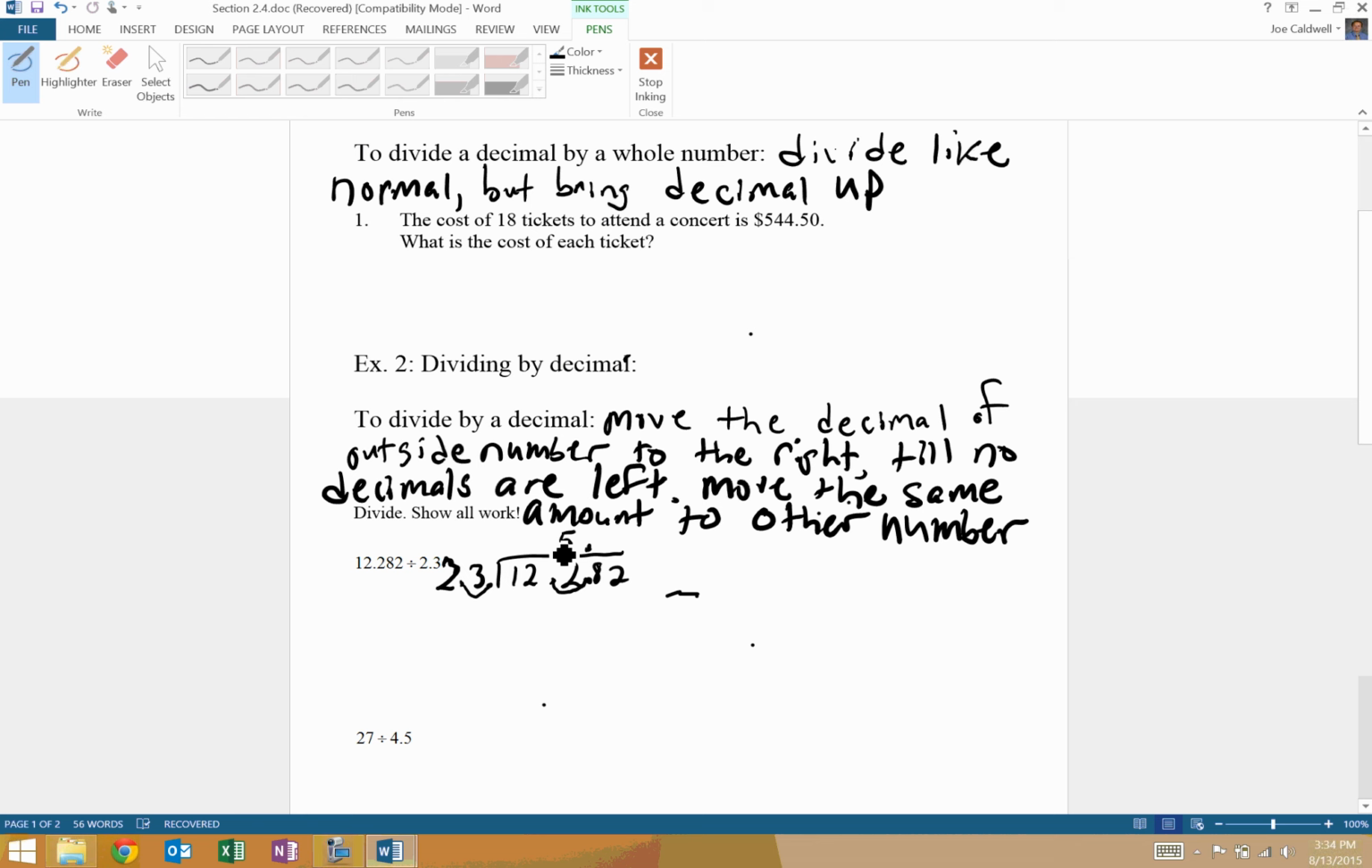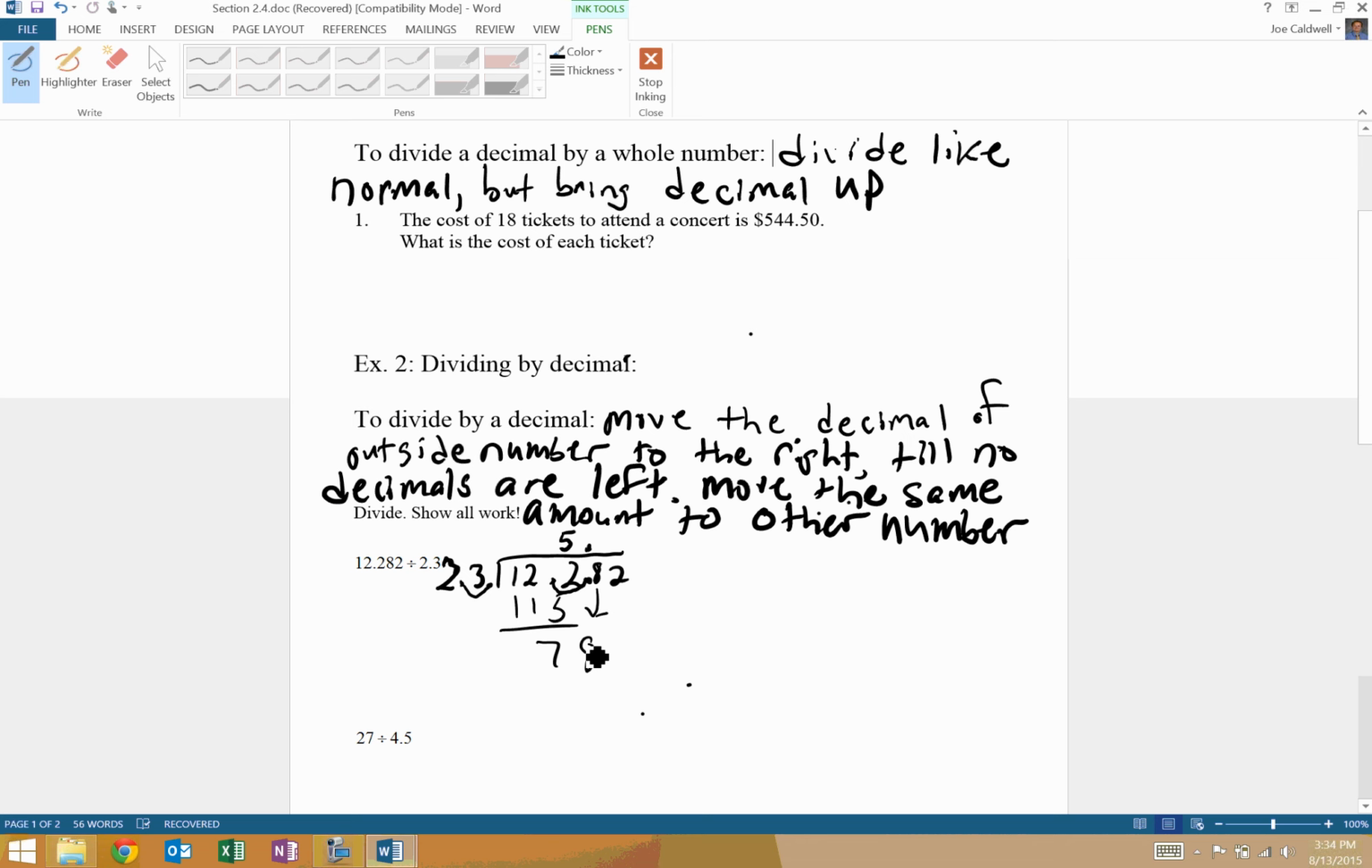You might have to do a little work out to the side to figure that out sometimes. Okay. So what is 23 times 5? It's 115. 23 times 5 is 115. So I'm going to get 7. Drop down the 8. How many times is that?